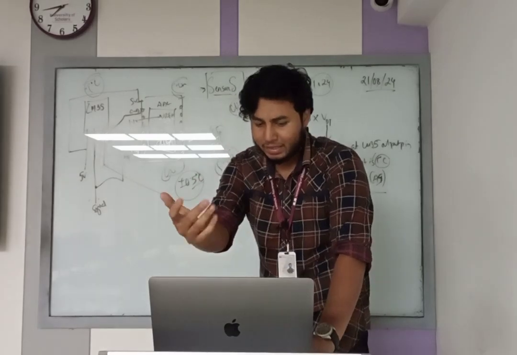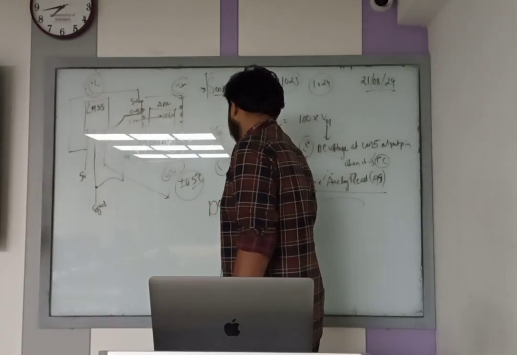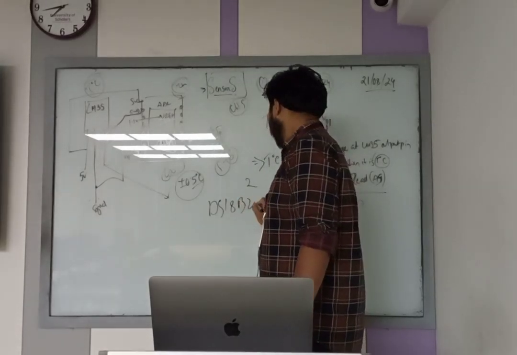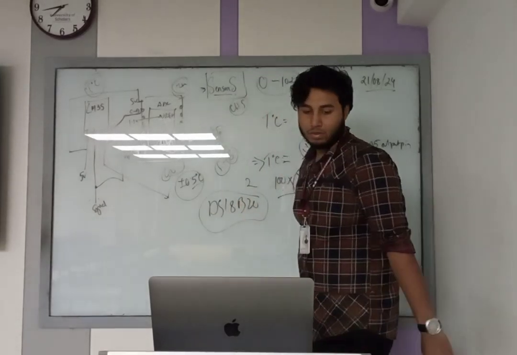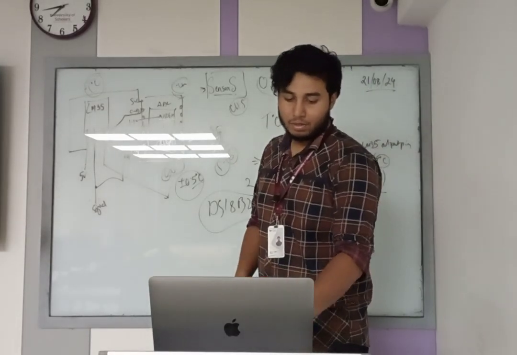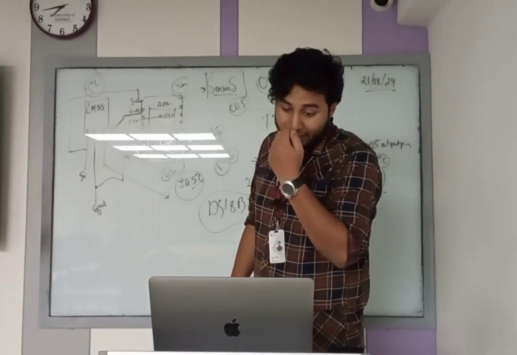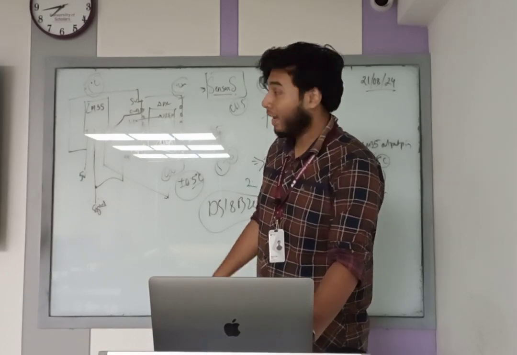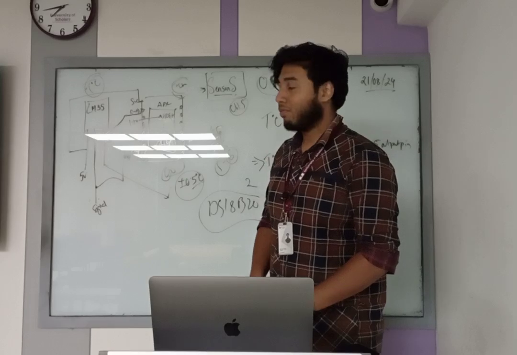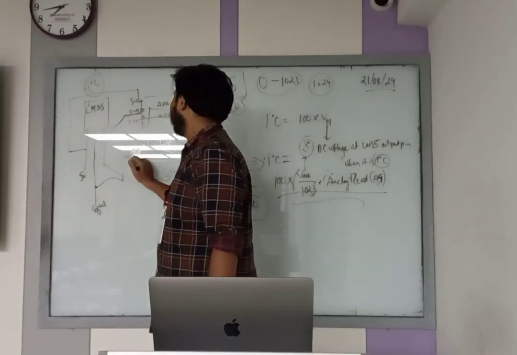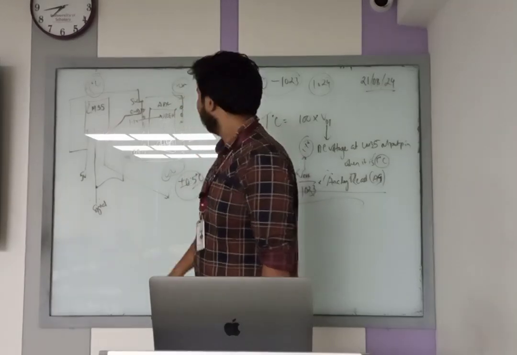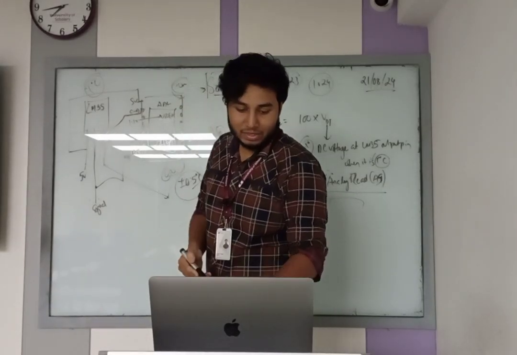Then there are the digital type sensors like DS18B20. Yes, DS18B20. It is a digital type sensor, and that's obviously a factory calibrated sensor. The output is in digital form, not in analog form. So it will be D5, channel 5. All connections will be the same.